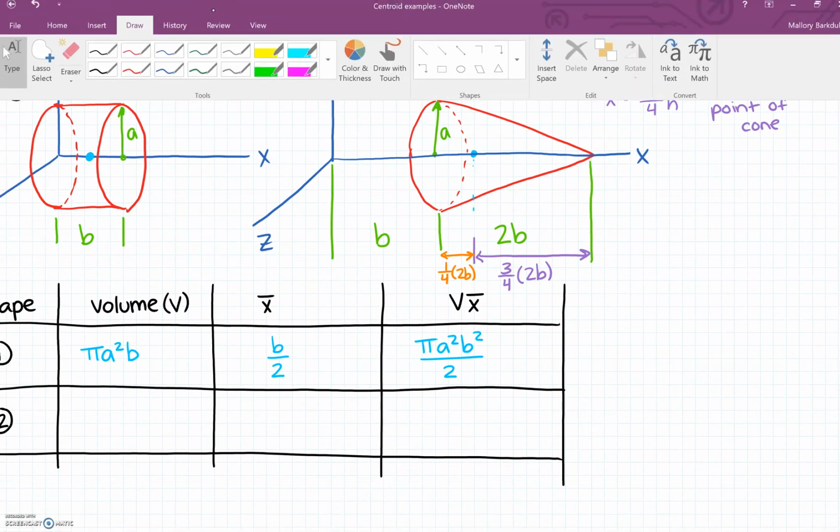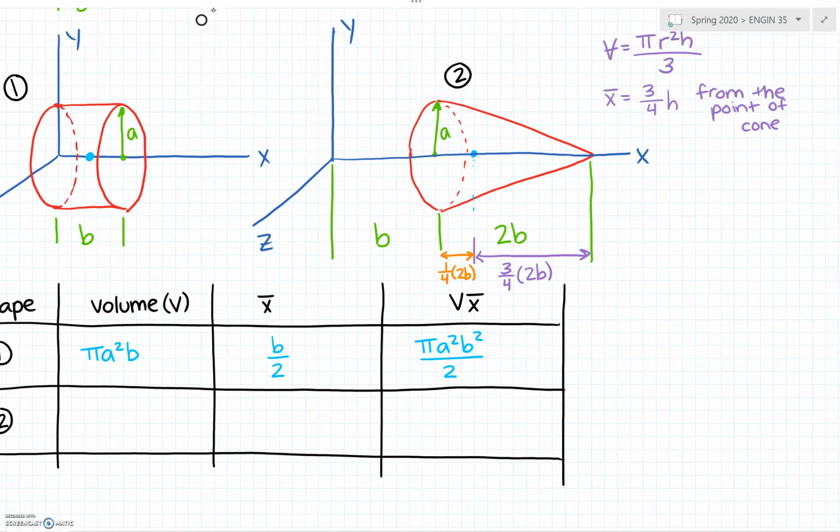So let's start filling in our table. We have the volume of our cone is going to be pi, the radius of the base, which is a squared. H is going to be 2b divided by 3.